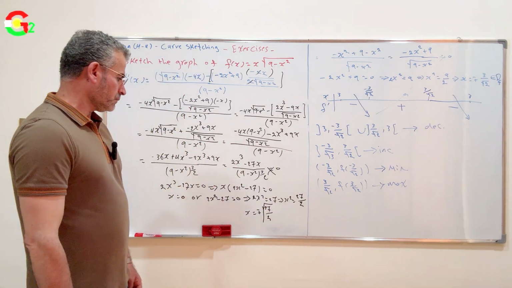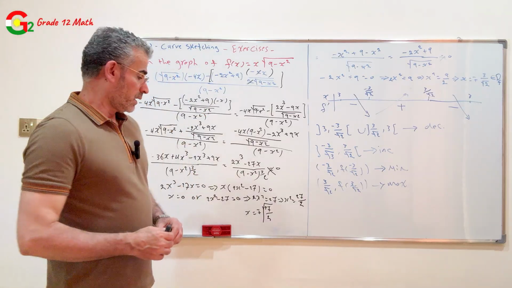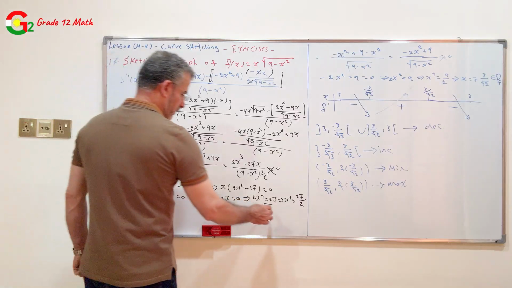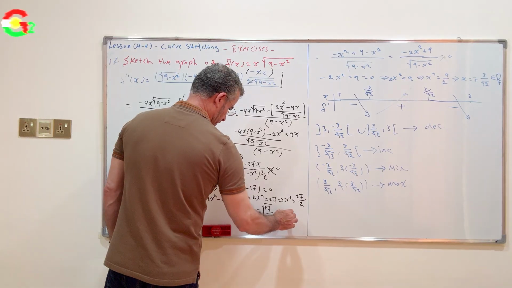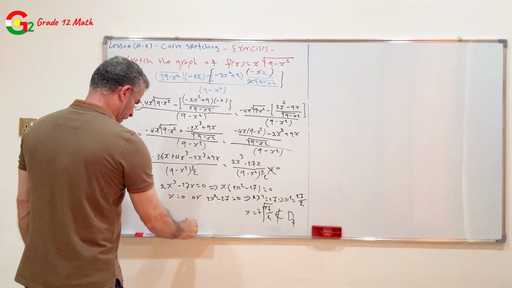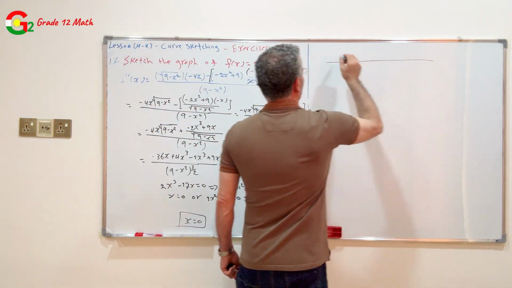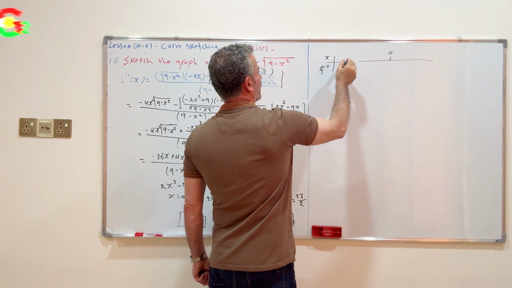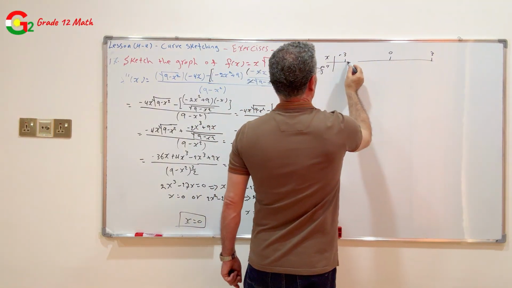Since the square root of 27 over 2 is greater than 3 and less than negative 3, therefore this value does not belong to the domain of the function f. Then we have only one possible inflection point, x equals 0. Find the sign of the second derivative before and after 0, on the intervals negative 3 to 0 and 0 to 3.